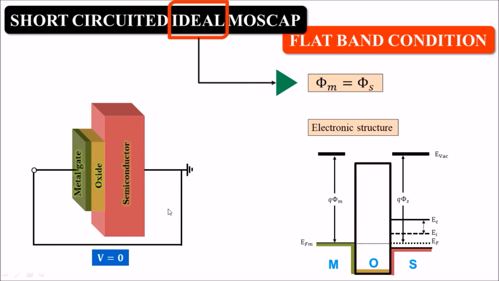And in this condition, because the Fermi level of the metal and the Fermi level of the semiconductor are at the same place, no charge carrier will flow, and also we have not applied any voltage, so there will be no charge accumulation at any place. In the next part we will see what happens when we apply a voltage which is positive or negative.